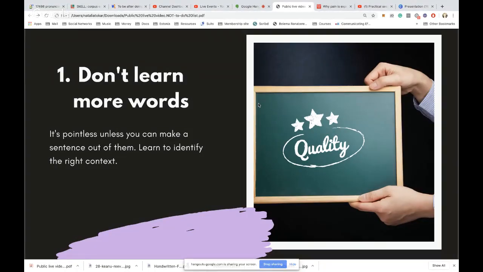And people get even more frustrated when they realize, oh my God, there's so much I don't know yet, and there's so much I need to catch up with. Don't pay attention to 100 new words you don't know yet, or to instructions on how to learn 1,000 new words every week. It doesn't matter, because it's pointless. Unless you can make a sentence out of them, words don't matter. I know a lot of people who know a lot of words, but they cannot make a conversation. So what's the point? You need to learn to identify the right context.